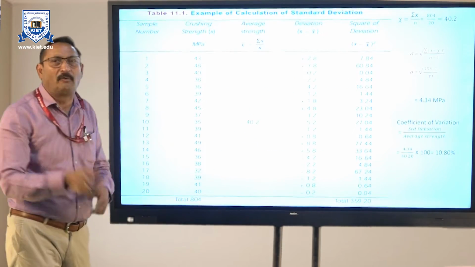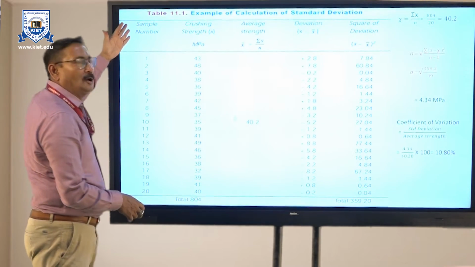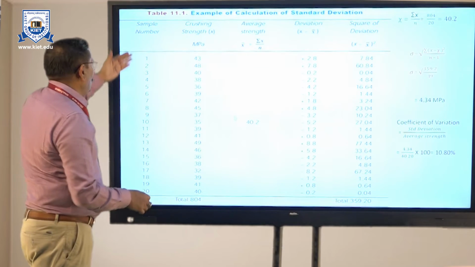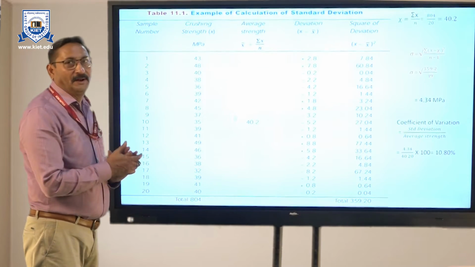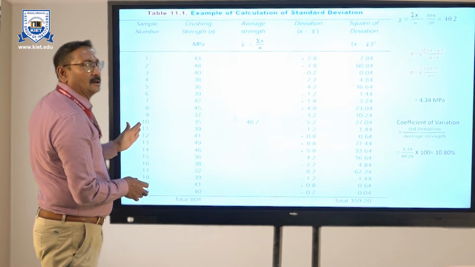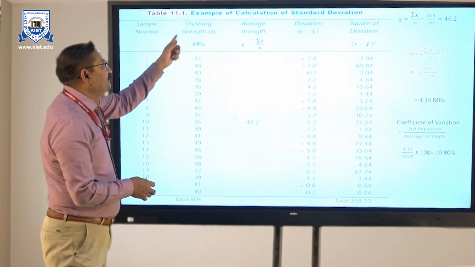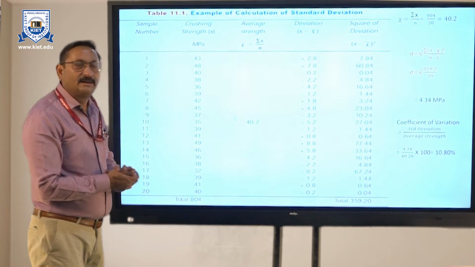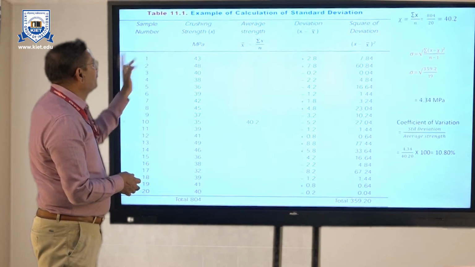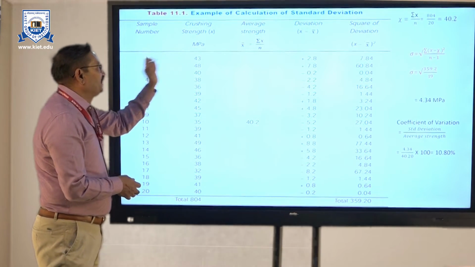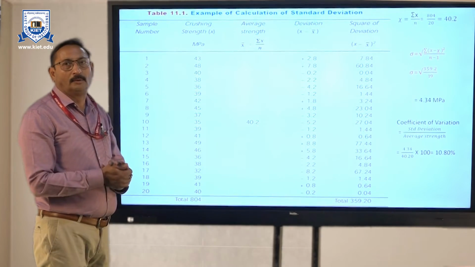Now, just take one example to understand all these formulas. Suppose that you have taken 20 cubes. These 20 cubes have sample numbers 1, 2, 3, 4, 5, 6 up to 20. And according to this number of cubes, there is a crushing strength, or you can say compressive strength, which can be denoted as X in megapascal. The crushing strength value is given: for cube number 1, the crushing strength value is 43, for cube number 2, it is 48, and so on.